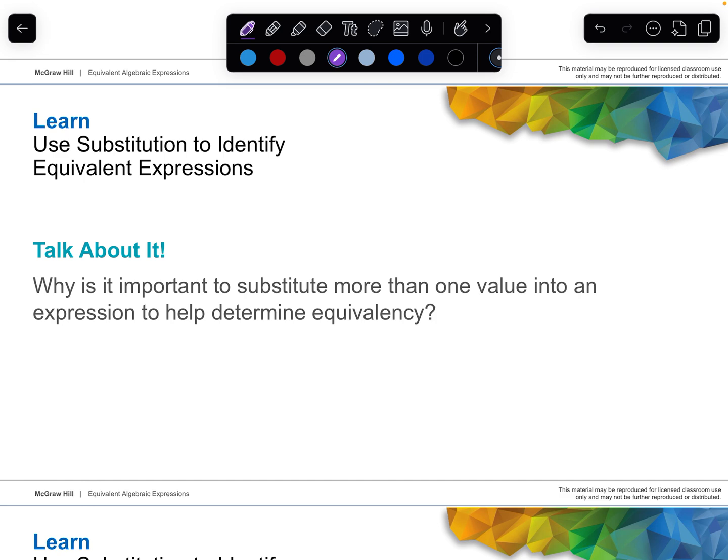So it is possible that two expressions could show the same value for a particular value of the variable, but not for every value of the variable. For example, 2x plus 1 and 3x plus 1. When x is equal to 0, this evaluates to 1 and this expression evaluates to 1 again. But when x is equal to 1, my first expression will evaluate to 2 plus 1, 3. My second expression evaluates to 3 plus 1, 4. As you can see, they're not equal for every value.